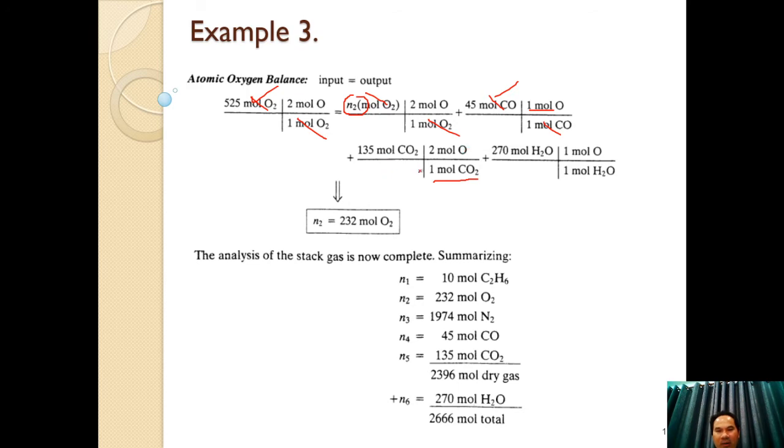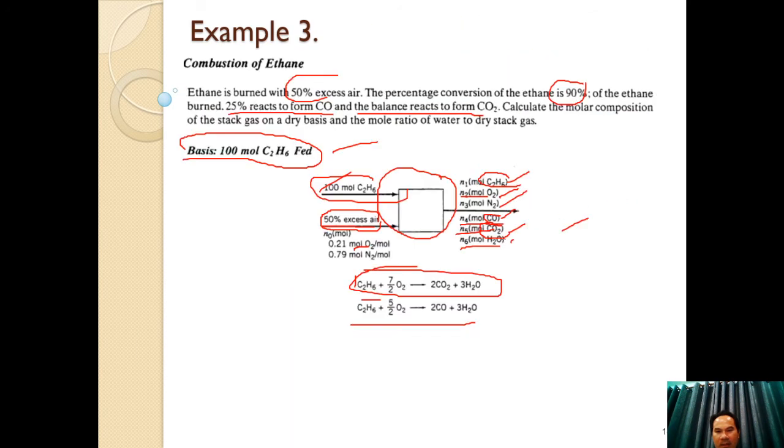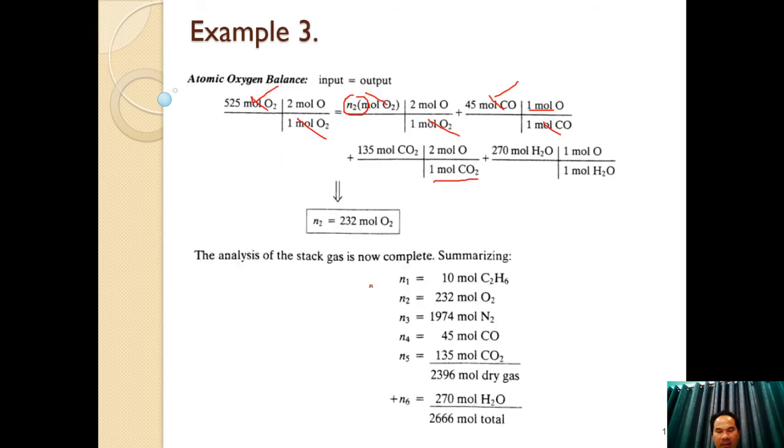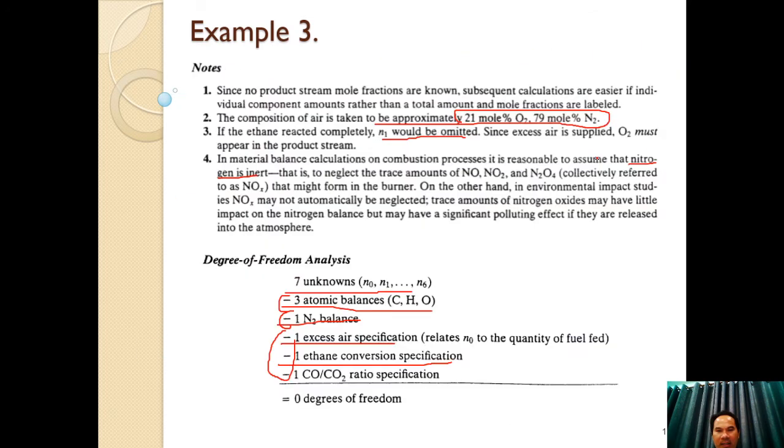And for this case, CO2 is N5. N5 is 135. It's mole CO2, and for each mole CO2 you get two mole atomic oxygen. And the last term is based on water. 1 mole water includes 1 mole atomic oxygen. Water is N6.